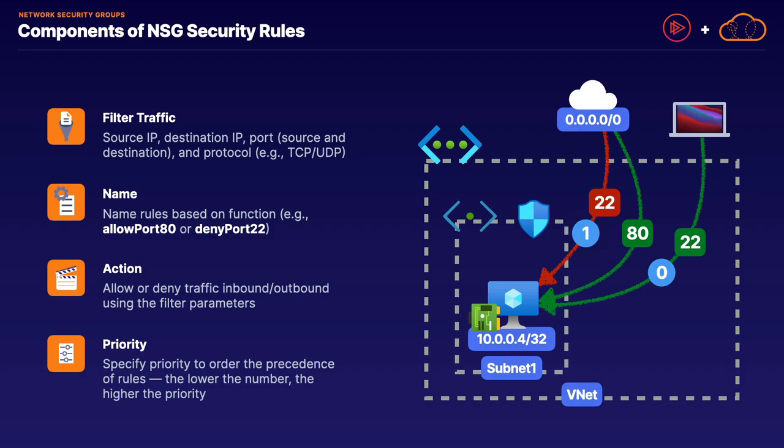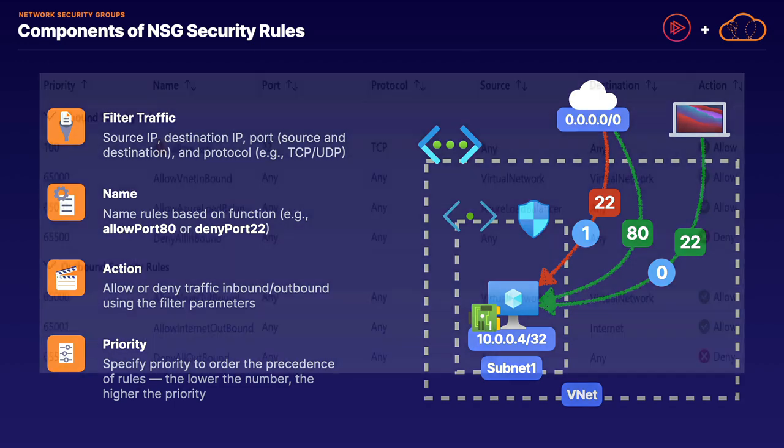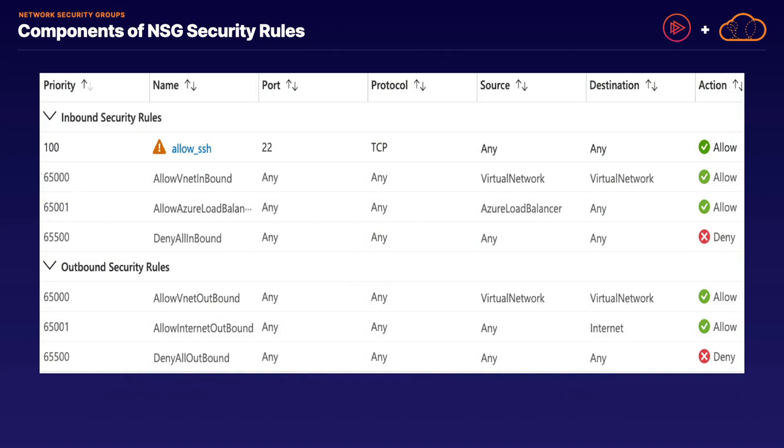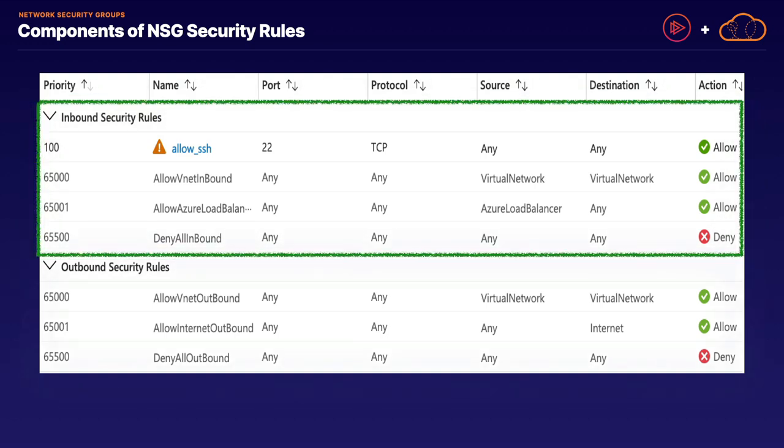Now that we understand the components of NSG security rules, let's actually take a look at an NSG security rule table. So when administering our NSG security rules inside of the Azure portal, this is what we'll see here. We'll see a table with our inbound security rules as well as our outbound security rules. And whenever we're looking at these, it's important to remember that NSGs are stateful in nature, meaning that if the traffic is allowed either inbound or outbound, as specified by a security rule, the return traffic inbound or outbound is also allowed. And that's something that's important to remember when evaluating how traffic is flowing through our NSGs.